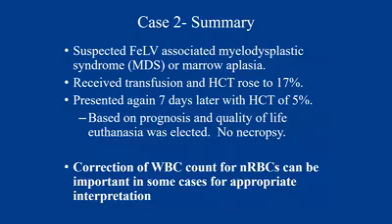So this patient actually ended up having what we think was feline leukemia-associated myelodysplastic syndrome or some kind of bone marrow aplasia. It received a transfusion and the hematocrit rose to 17%, but it presented about a week later with a hematocrit of 5%, so pretty anemic again. Based on prognosis and quality of life, euthanasia was elected and no necropsy was performed. This is a great example of how correcting your white cell count for nucleated reds is really important.